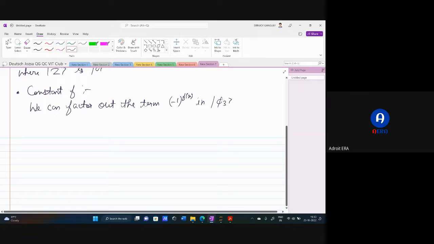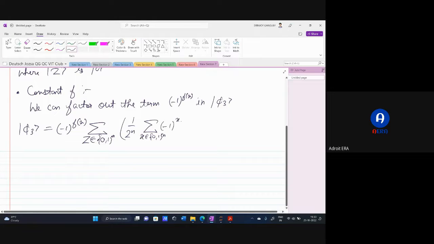So what happens when you factor it out? Let us write the state ket phi 3 equal to -1 to the power f(x), which is now constant and factored out. Then we have the summation over z belonging to {0,1}^n, the same expression I wrote before, of 1 by 2 to the n, summation over x belonging to {0,1}^n of -1 to the power x dot z, and then also ket z. This minus is also there, you can ignore it for some time, as we are not dealing with that now.